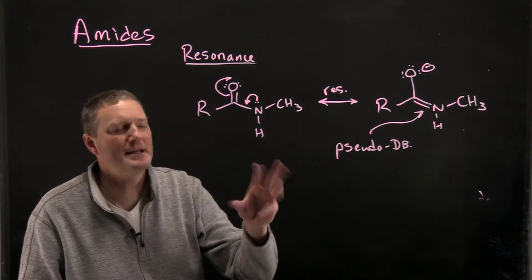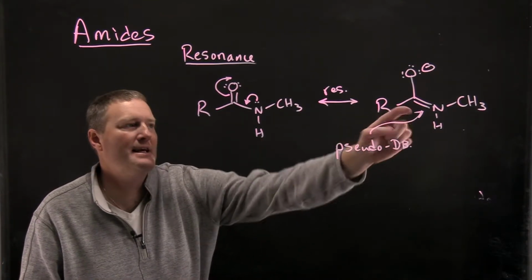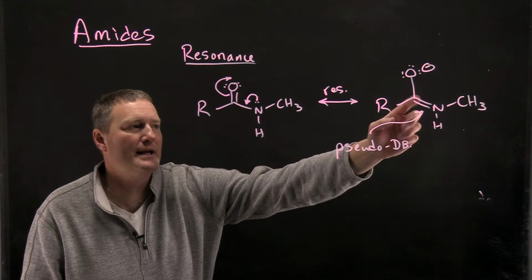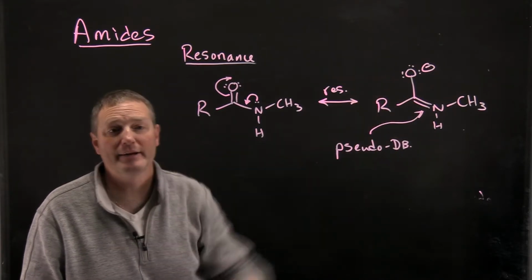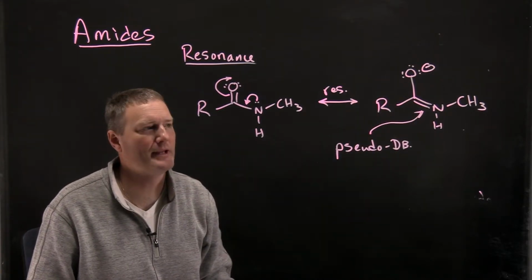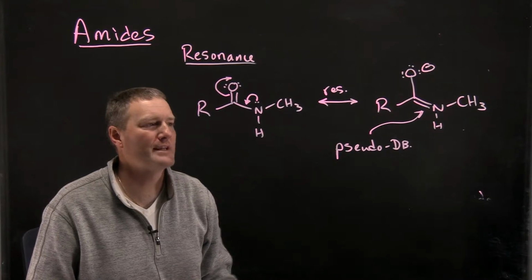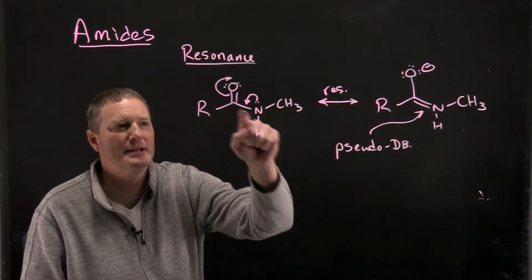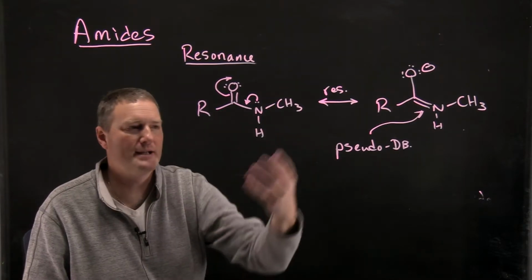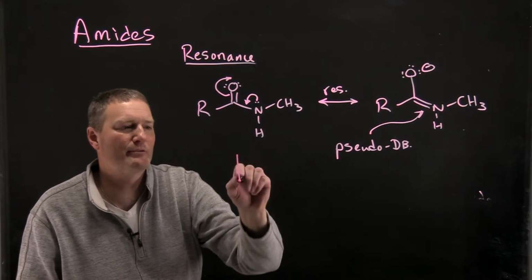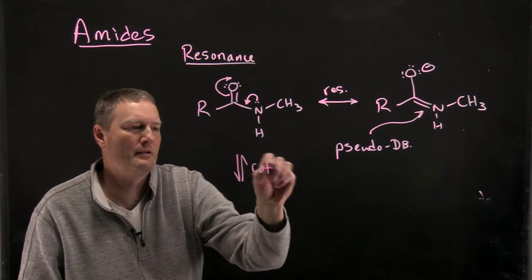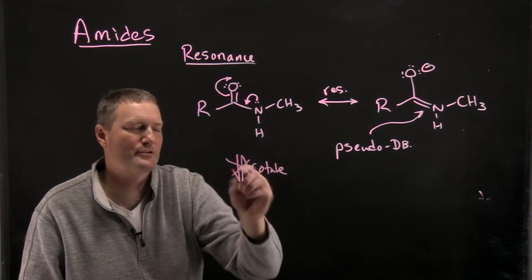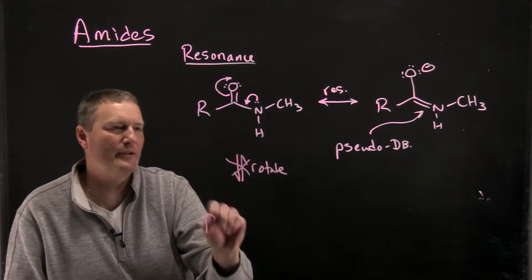So it basically helps to stabilize the N-carbon bond, and so they're not nearly as reactive as, say, an ester might be. Also, what this prevents, because it's a pseudo double bond, it prevents the rotation about this carbon-nitrogen bond. So I cannot simply rotate. I'm going to put a big X through this. I can't do the following very easily.